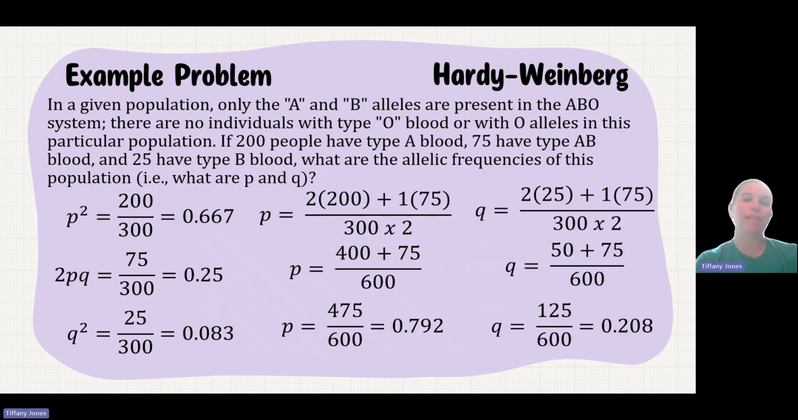To find my Q, I would do the same thing, but instead of homozygous recessive, now I'm looking at homozygous for the B allele, or the second allele. So 2 times the number of individuals that are BB, plus the individuals that are heterozygous, having A and B. That gives me 50 plus 75 divided by 600. So 125 divided by 600 gives me 0.208. Hope this was helpful.